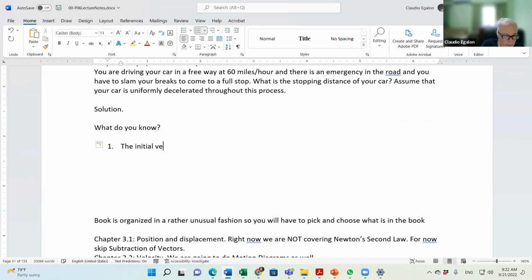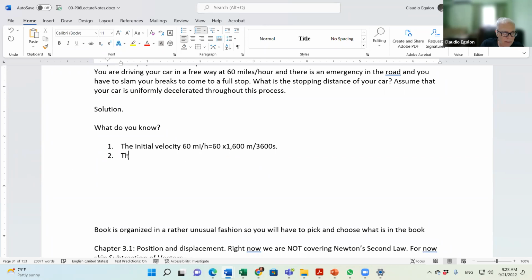Velocity, 60 miles per hour, that we have to convert into meters per second, right? 60 miles per hour, how do you convert that? It's going to be 60 times 1,600 meters divided by 3,600 seconds. Make sense? That's what 60 miles per hour is all about. You do this math and you get the velocity in meters per second. What else do you know? You know the acceleration. The acceleration is uniform.